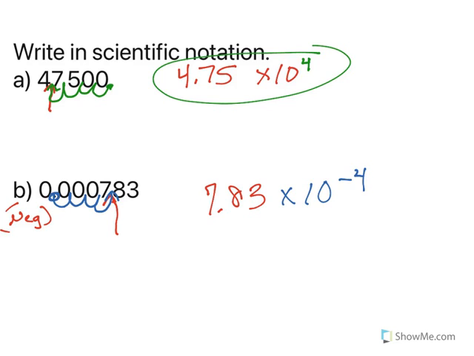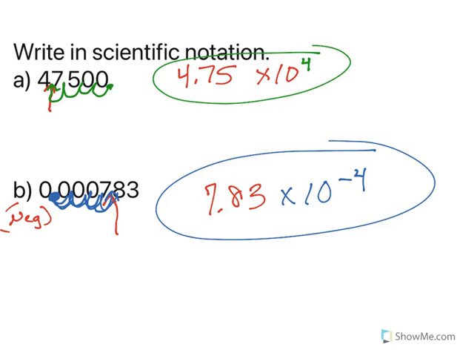So you always start with where the decimal starts and then you move it. I always exaggerate the movement because that helps me count. So I end up with 7.83 times 10 to the negative 4th. We know it's negative over here because of how small this number is.